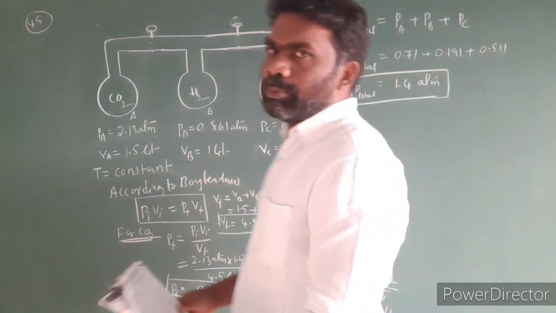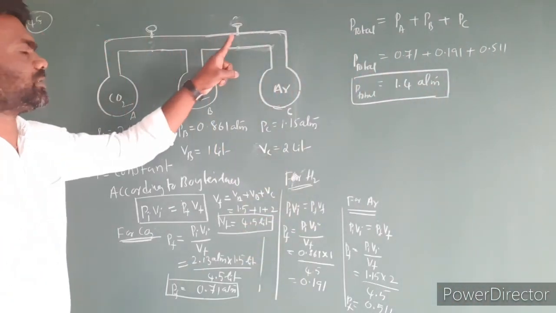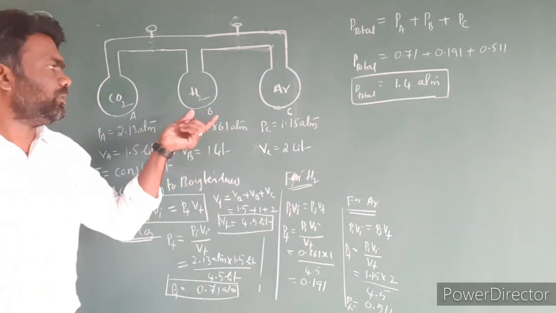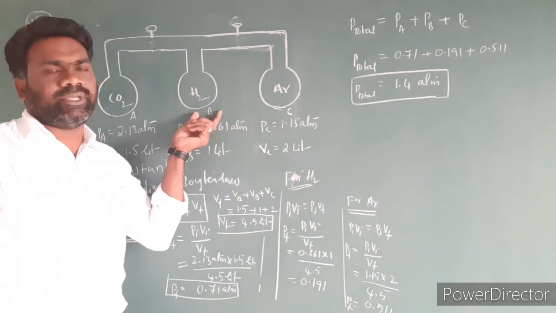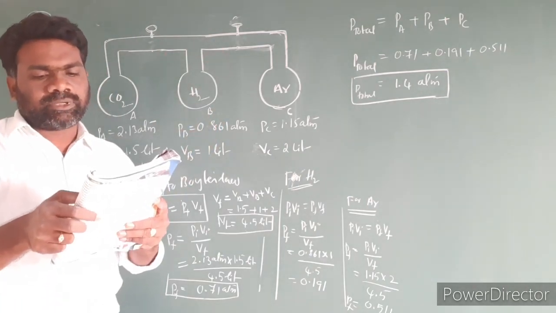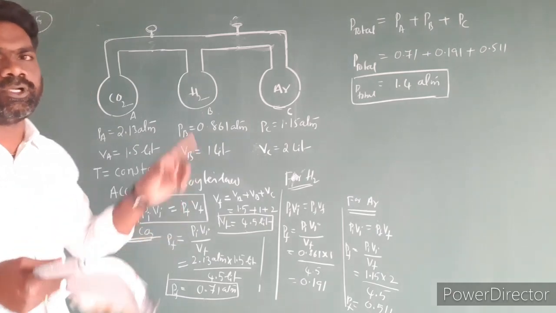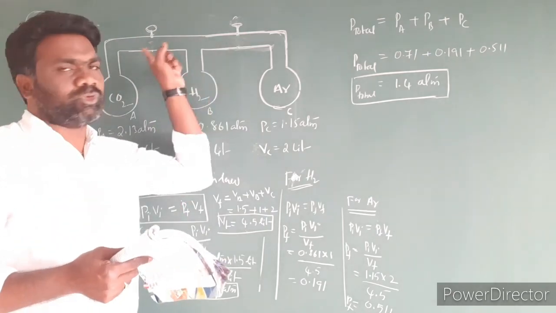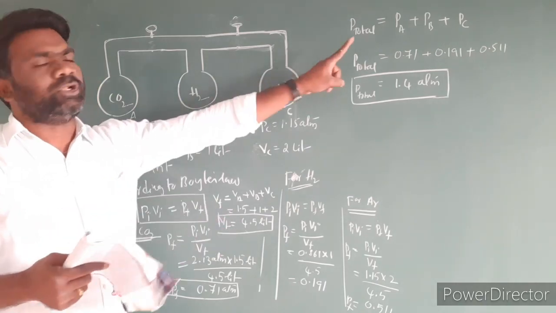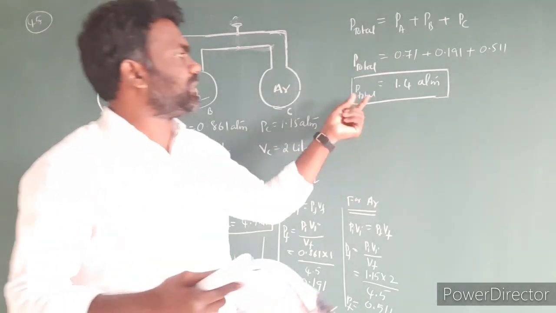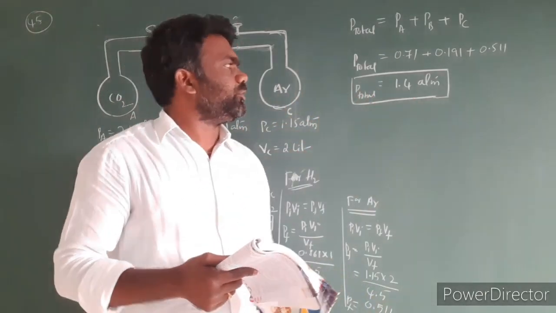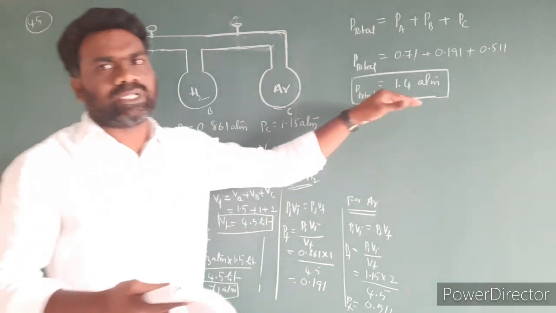So here all the stopcocks are opened. The total pressure in the thermometer, we can take as the pressure of the gas in bulb B. When all the stopcocks are opened, the pressure in bulb B will be equal to the total pressure. I can take any. So here P total is equal to 1.4 atmospheres. This is the total pressure.